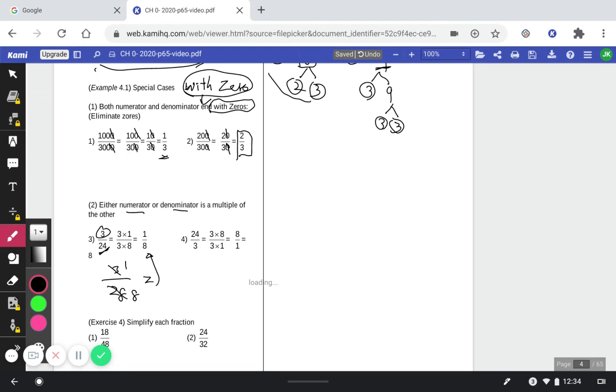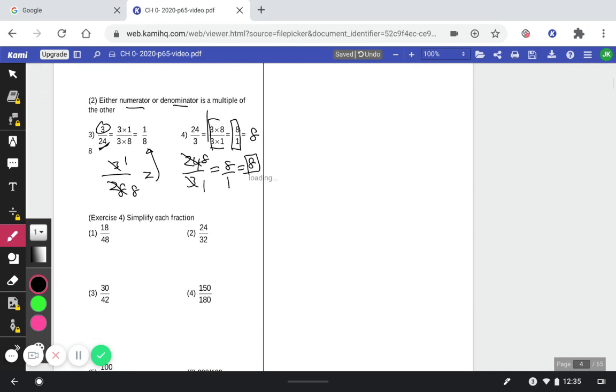Same thing with the other way. You have 24 over 3. You can write this as 3 times 8 on the top and 3 times 1 on the bottom, and 3 and 3 cancel out. And you end up with 8 over 1, which is 8. Or you can say 3 goes into 3 once, 3 goes into 24 8 times. So you end up with 8 over 1. That 1 in a denominator, you don't have to write it anymore. You can just write the numerator. So you end up with 8.